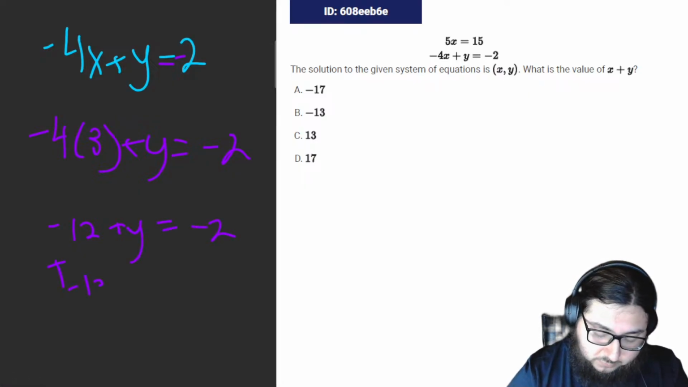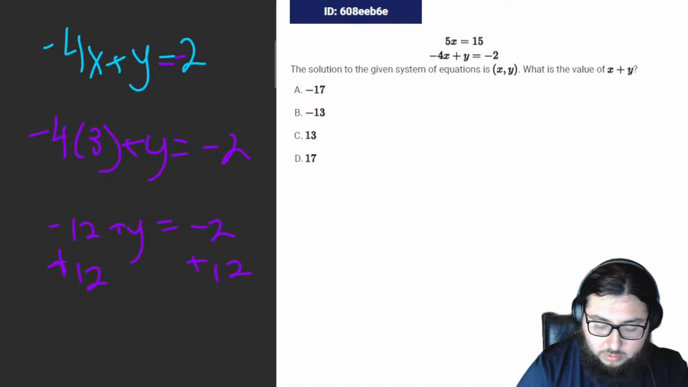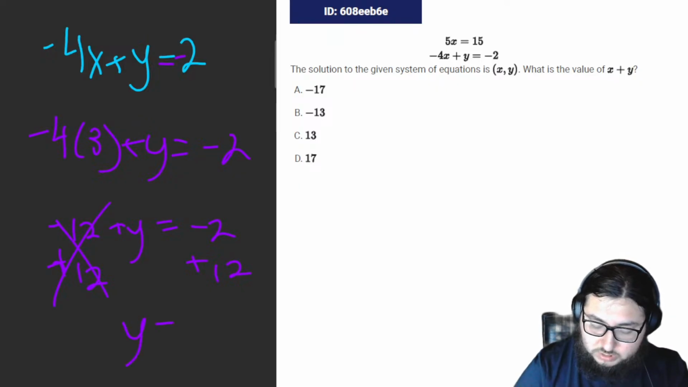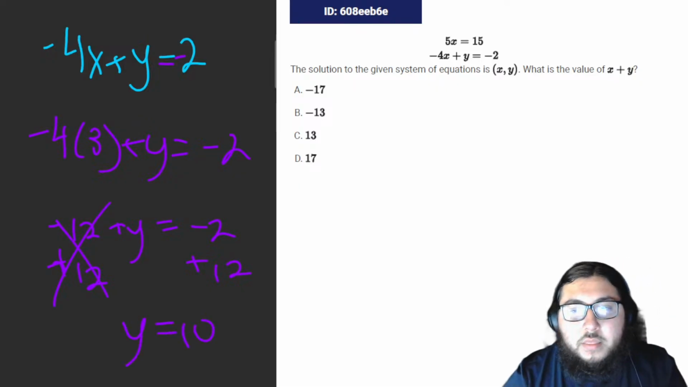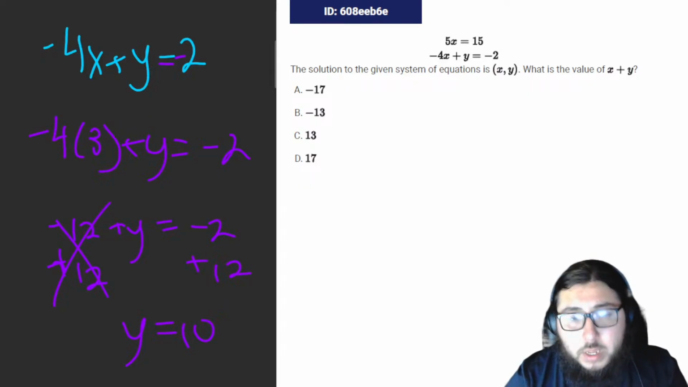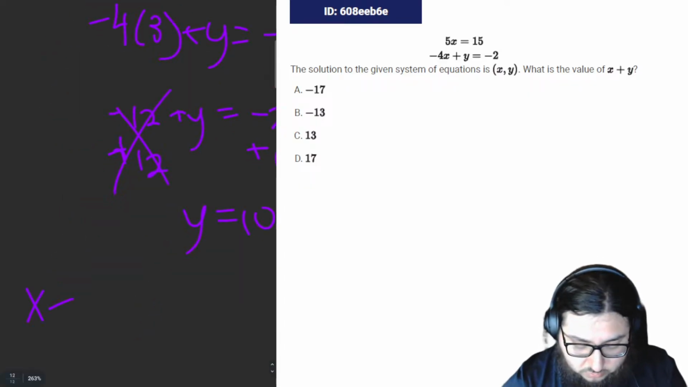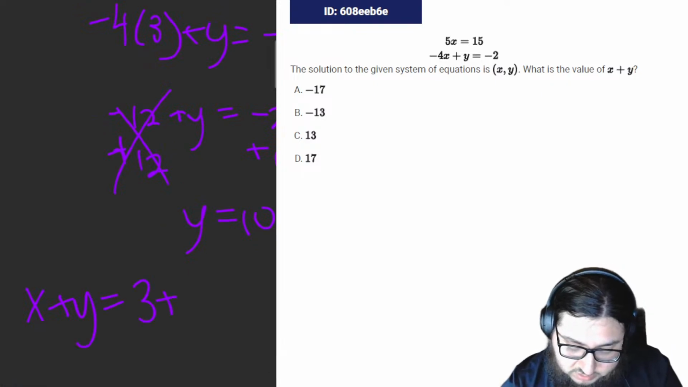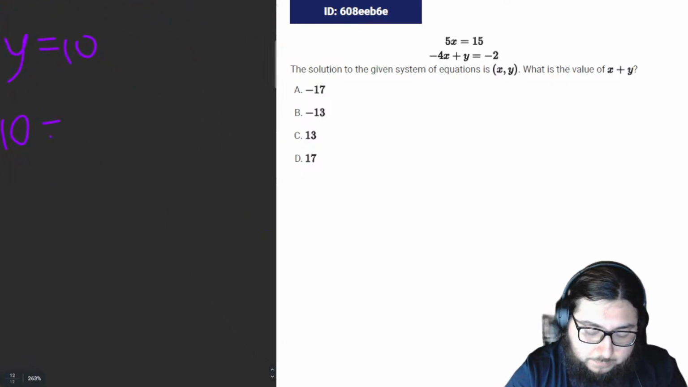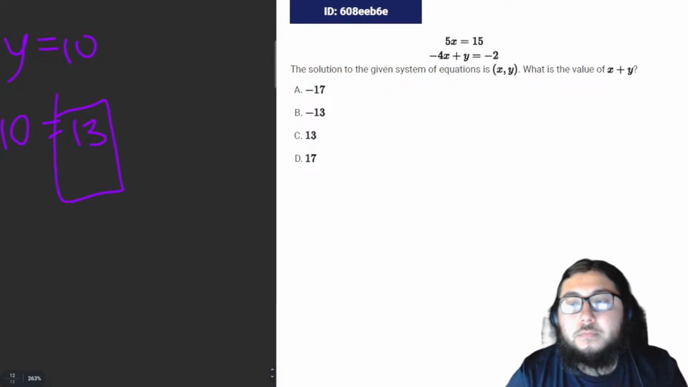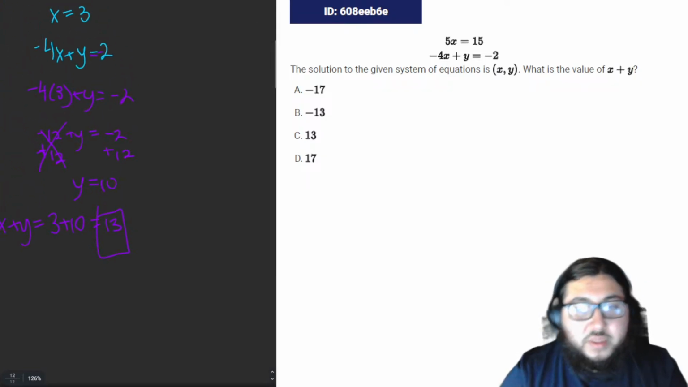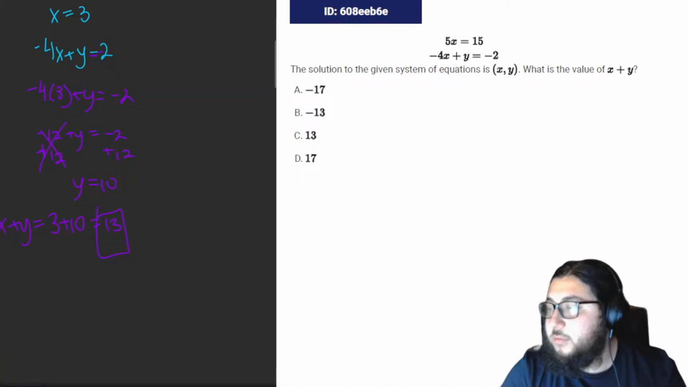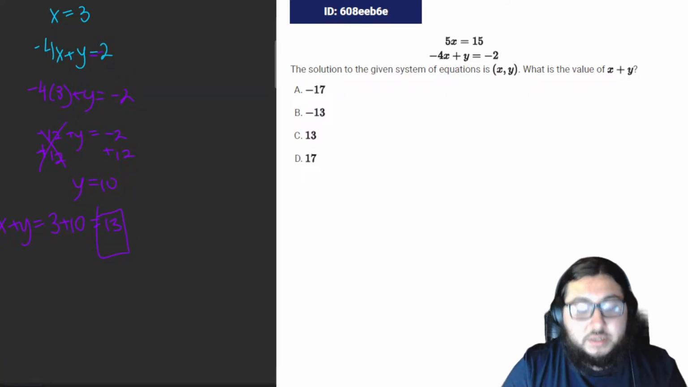Add 12 on both sides. Same thing, subtracting negative 12 and adding 12 on both sides. So we get that y is equal to 10. Therefore, x plus y is equal to 3 plus 10, which is equal to 13. If there are no questions on that, we can move on to the next question. Now let's double check that that is the correct answer. It is.